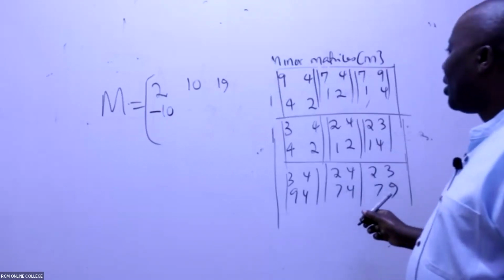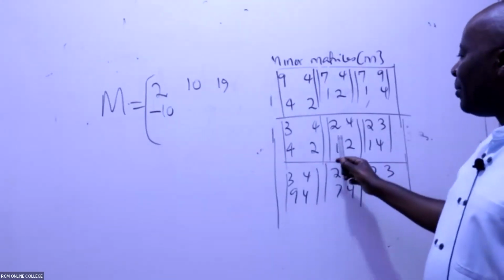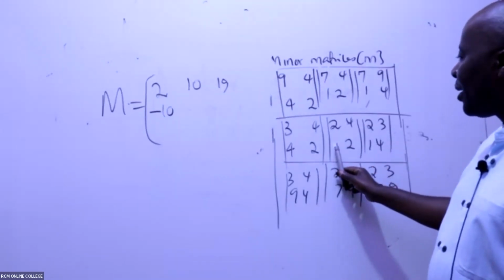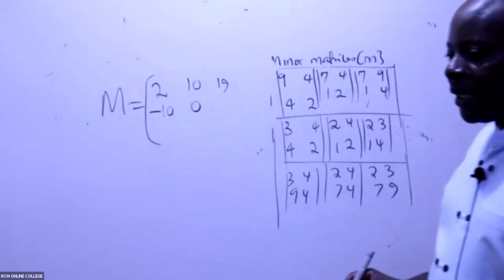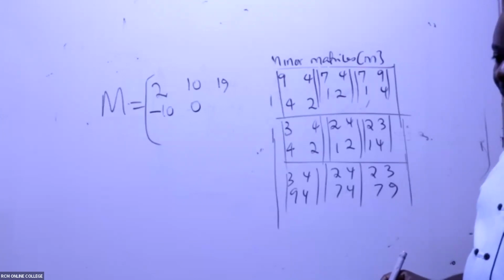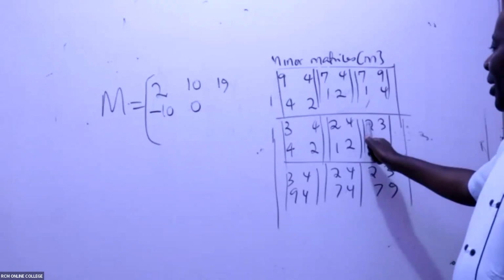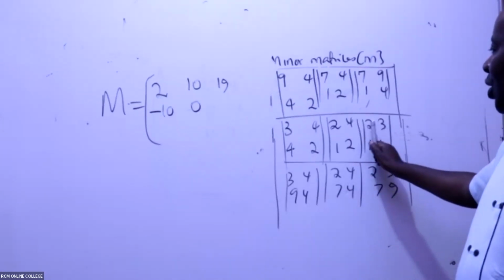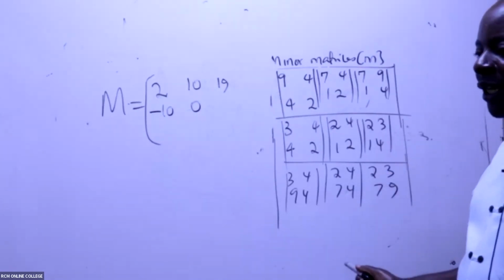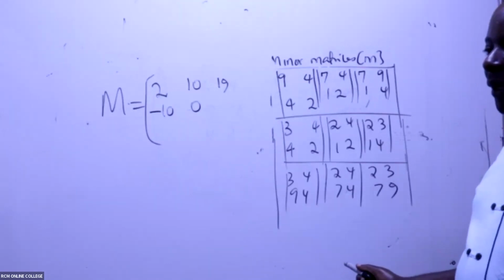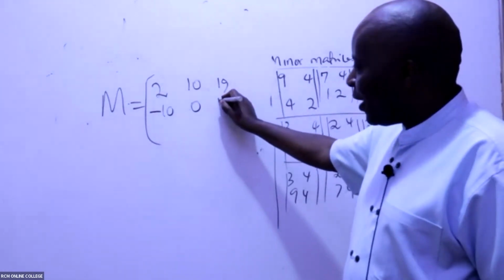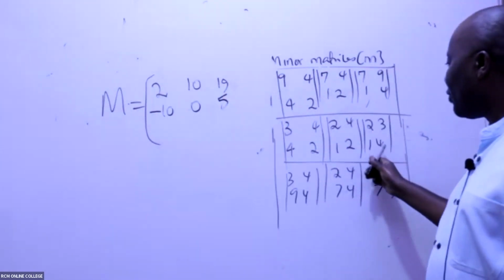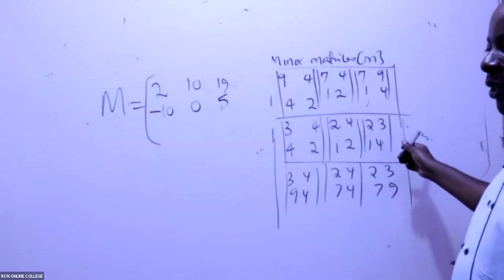From there, ladies and gentlemen, we have the second one, 2 times 2 minus 4. So that gives us 0. 0, isn't it? Right? Is that okay? 0. Thank you so much. Then you come here, 2 times 4 minus 1 times 3. 2 times 4 minus 1 times 3 gives me what figure? Will give me 5, isn't it? So we have here 2 times 4 minus 1 times 3. So that gives me 5.